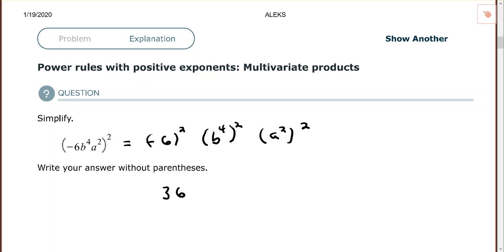And then b to the fourth raised to the second power. Again, we have that power to a power, so the easy way to simplify that is to multiply the exponents. And then the same thing here, we have an exponent inside, exponent outside, power to a power, multiply the exponents. So you see we have 36 b to the eighth, a to the fourth. All right, so those are two examples for the power rules with positive exponents and multivariate products.